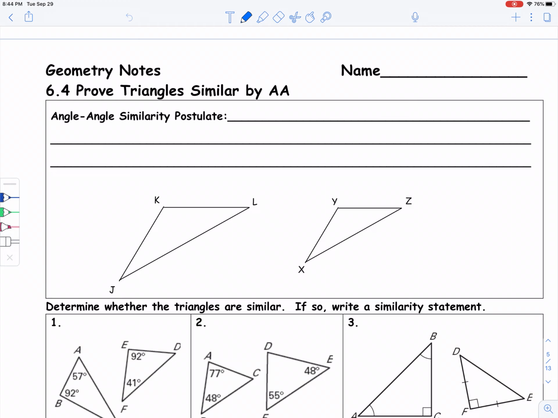So the angle similarity postulate means if two angles of one triangle are congruent to two angles of another triangle, then the two triangles are similar.